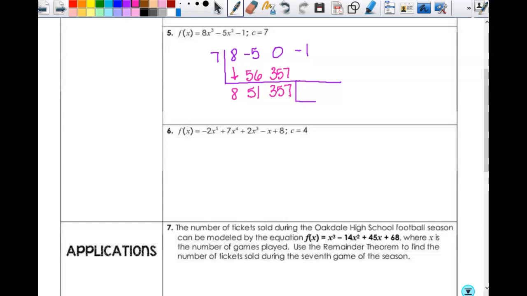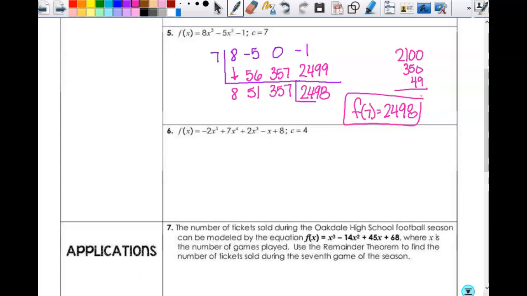I would do 3 times 7 is 21, so it's 2100. 5 times 7 is 35, so it's 350. 7 times 7 is 49. And you add them all up. You get 24.99, right? Which means it's 24.98. Which means f of 7 equals 24.98.